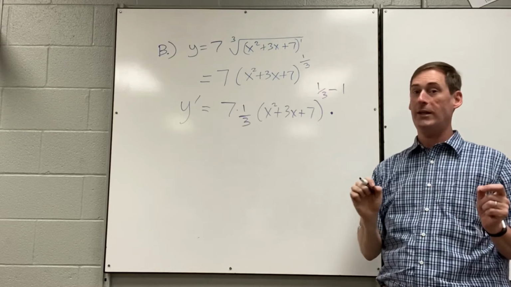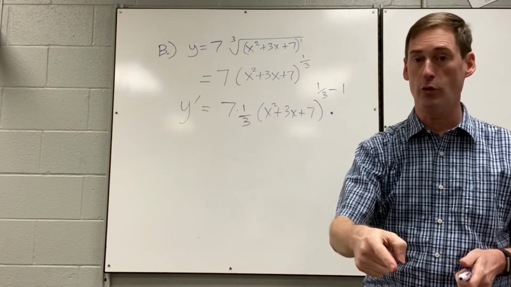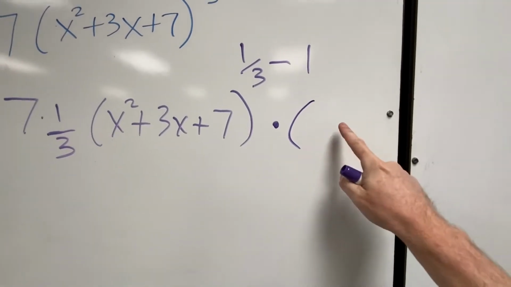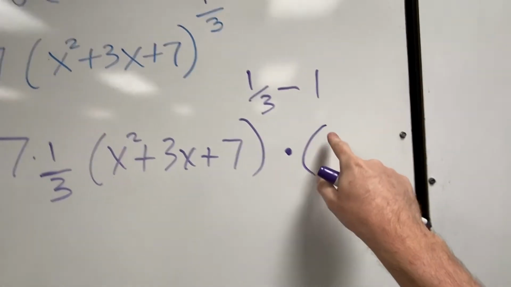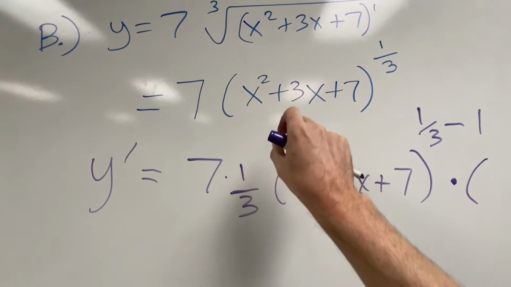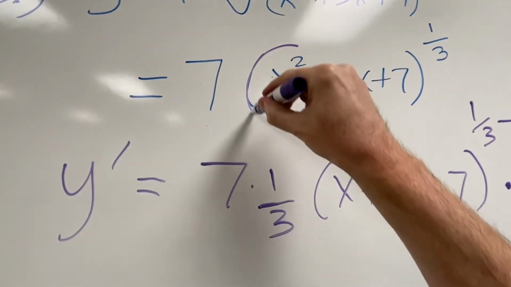times our new trick today in 1-2. Times what? Times the chain rule. Figure out what the chain rule is. All right, what's the chain rule? The chain rule is the derivative of the original base. Remember that? Okay, you can see it in both places. So the chain rule is the derivative of the original base.